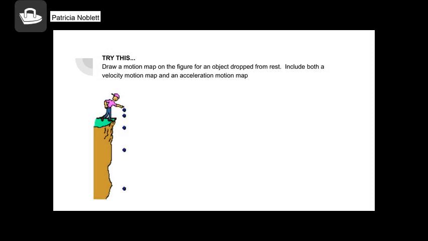All right, and now we'll go through the direction of the motion map. So we're looking at a velocity motion map and an acceleration motion map. So if this is where my object starts, and let's say that it starts from rest, released from rest and just dropped, as it moves downward, that speed is going to steadily increase by 9.8 meters per second squared every second. I'm running out of room here, but I'll just keep going. So that would be a good indication of the velocity vectors.